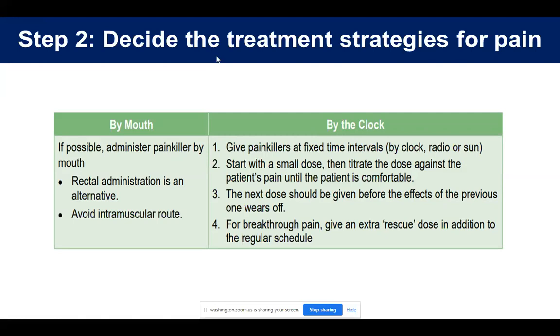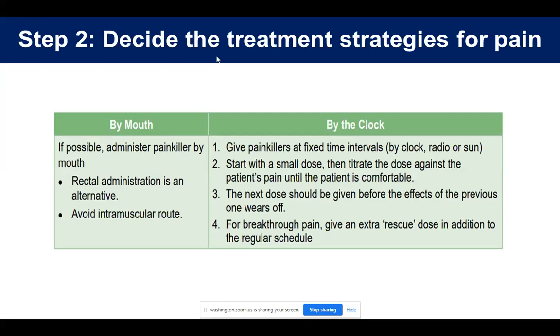Avoid intramuscular injection because it is also a pain-giving process. You prick the patient with a needle, and then after the injection, he or she could be feeling pain at the site of injection also. So explain to the patient the importance of the timing of the painkiller.